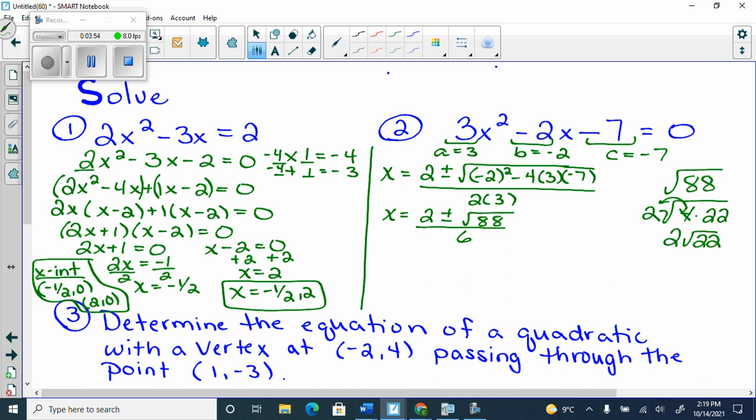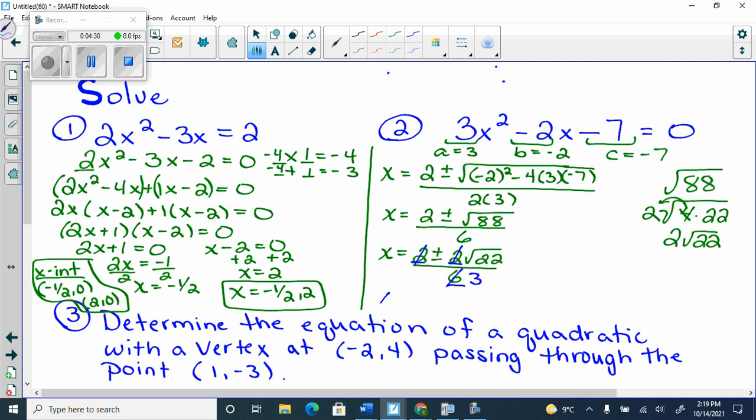Can I reduce 22 anymore? No. So now I can write x equals 2 plus or minus 2 root 22 over 6. And then am I done if I say exact values? No, I have to check for the 3 for 1 special, right? So I go, can I take something out of all 3 of those? It has to come out of all 3 or it can't come out at all, correct? And I can take out a 2. Now this 2 turns into a 1, this 2 turns into a 1, and this 6 turns into a 3.